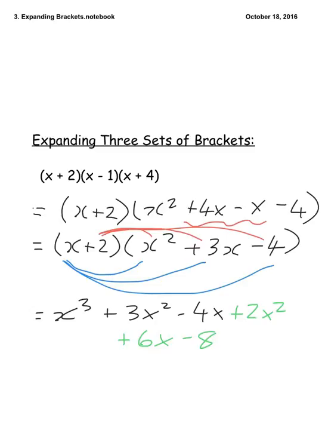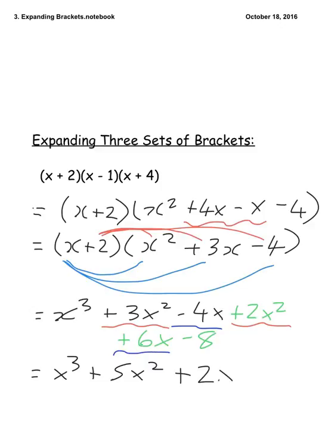The last step in this kind of question is to consolidate all your terms. We've only got one x cubed term, so I'm going to put that down at the start. We've got 3x squareds, and we've also got 2x squareds. So add those together and we get 5x squareds. We have got minus 4x, and we've also got plus 6x. So that leaves us with plus 2x at the end.